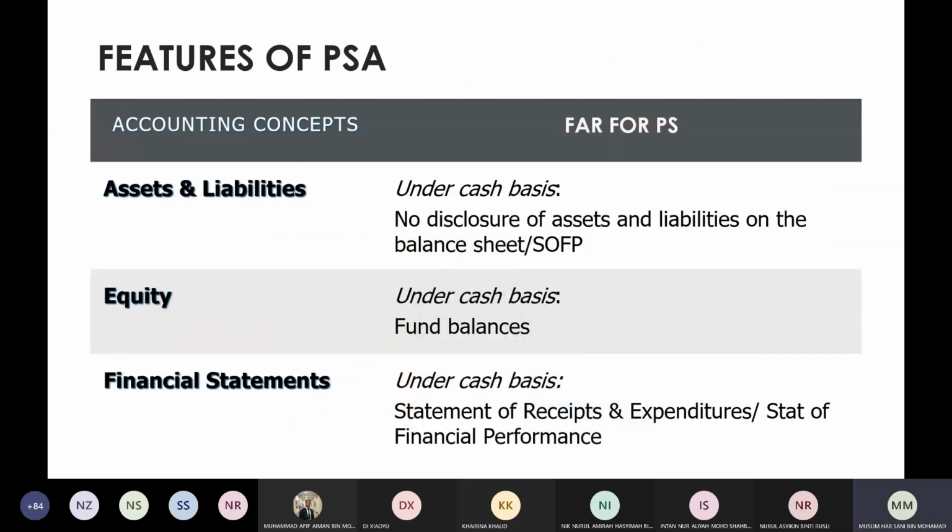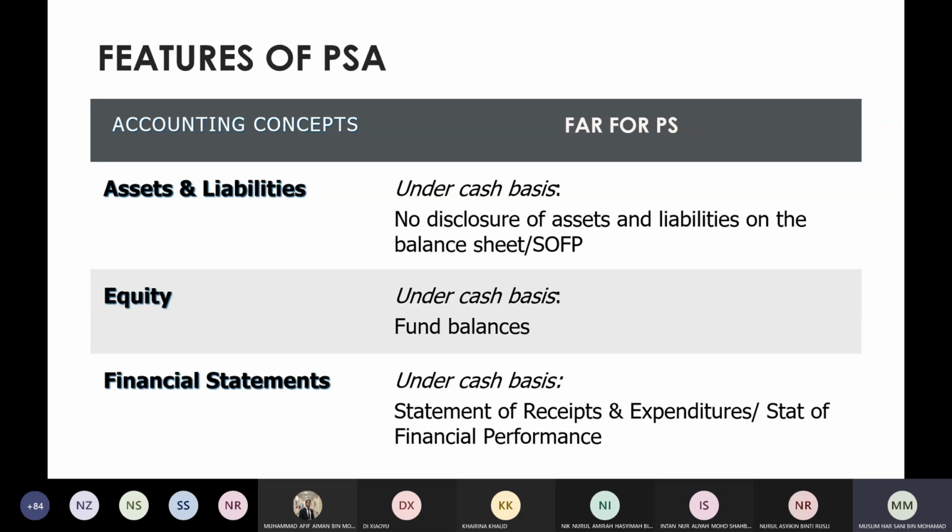Right, and then if you look at this, accounting cost, assets and liabilities, financial accounting for the public sector under cash basis, there is no disclosure of assets and liabilities on the balance sheets. So these are quite different under the cash basis. Under the cash basis, non-disclosure of assets and liabilities on the balance sheets, or statement of financial performance, financial position.